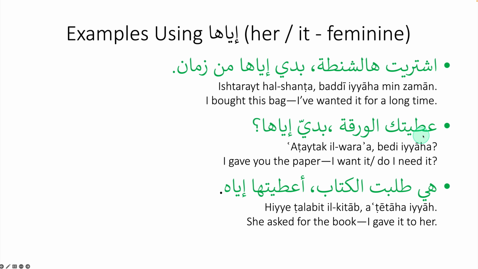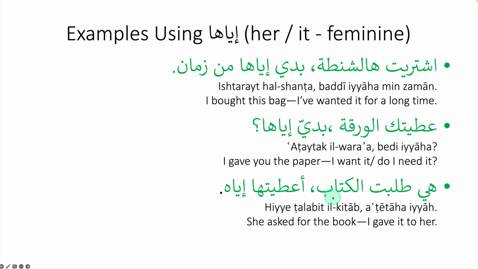Or second example, أعطيتك الورقة. I gave you the paper. بدي إياها. Do I need it? The literal translation means I want it, meaning would I need it? So إياها. And the reason we use إياها is because الورقة is feminine, so too is الشنطة.